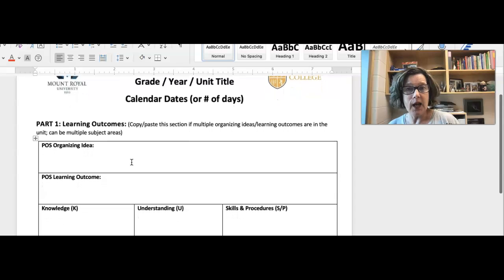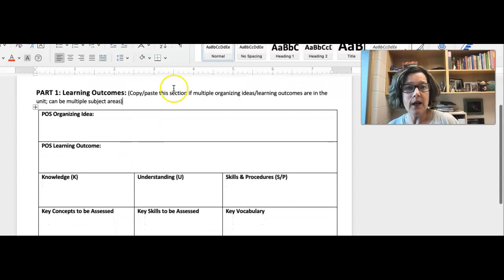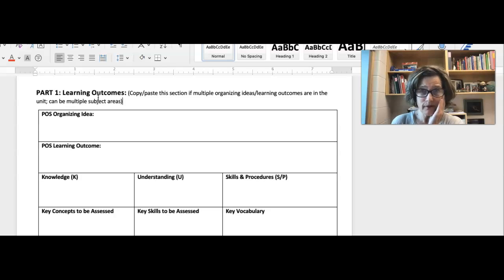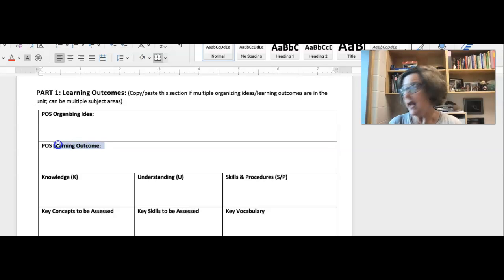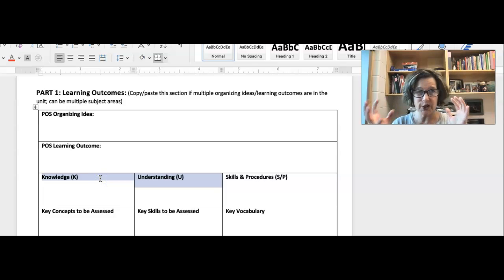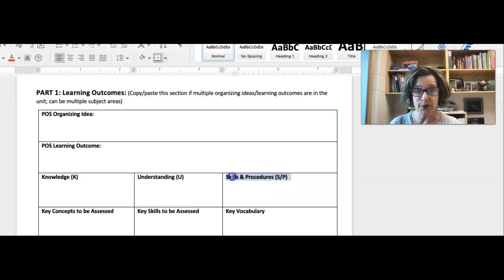This is what is happening for all of the subjects because we have a couple of curriculums happening here. So we're actually going to ask you to put the organizing idea, the learning outcome, and for me, I will not be requiring knowledge and understanding to be filled in, but I will be requiring skills and procedures to be filled in. You may find that Lauralee and Jason are asking you to fill in knowledge and understanding because their curriculum is set up a little bit differently. But for me, I will be focusing on those skills and procedures.